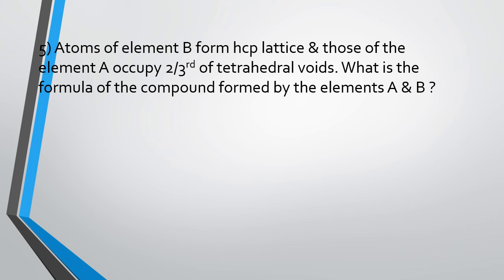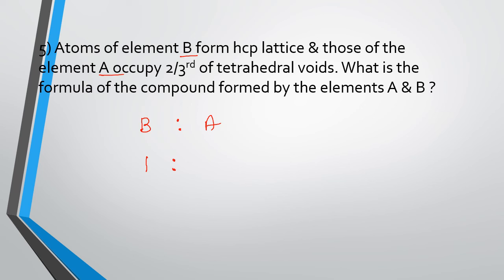See the question. Atoms of element B form an HCP lattice, and atom A occupies 2/3 of tetrahedral voids. What is the formula of the compound formed by the elements A and B? Directly the same type of problem. So we can write atom B and atom A, isn't it? A and B. B is in HCP. What is our formula? The number of spheres in HCP or CCP, let it be equal to N, or you can write let it be equal to 1.